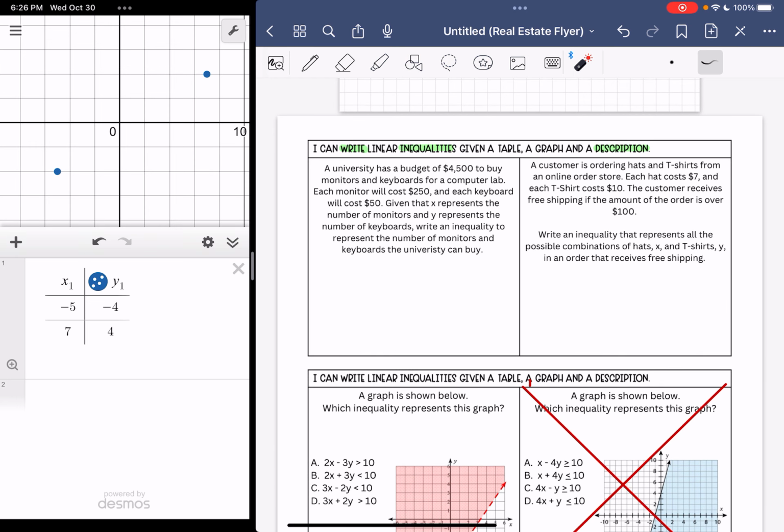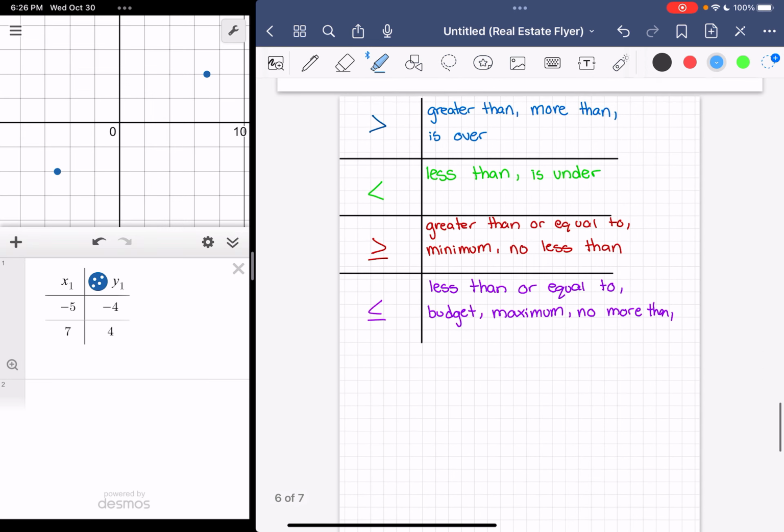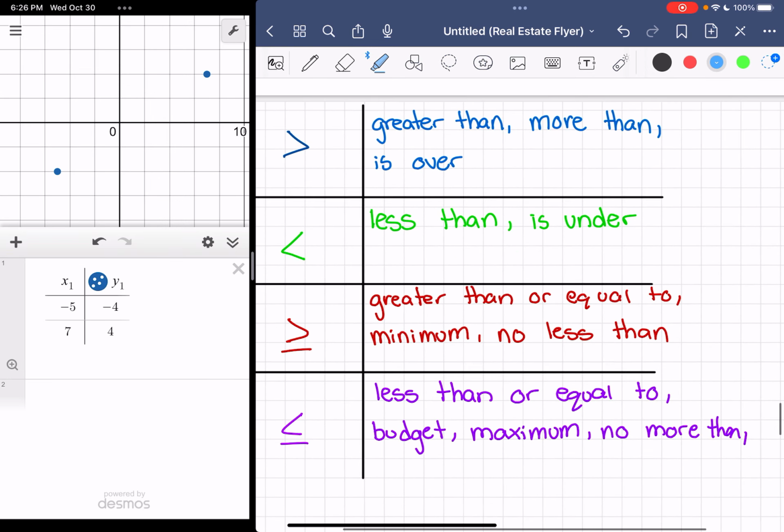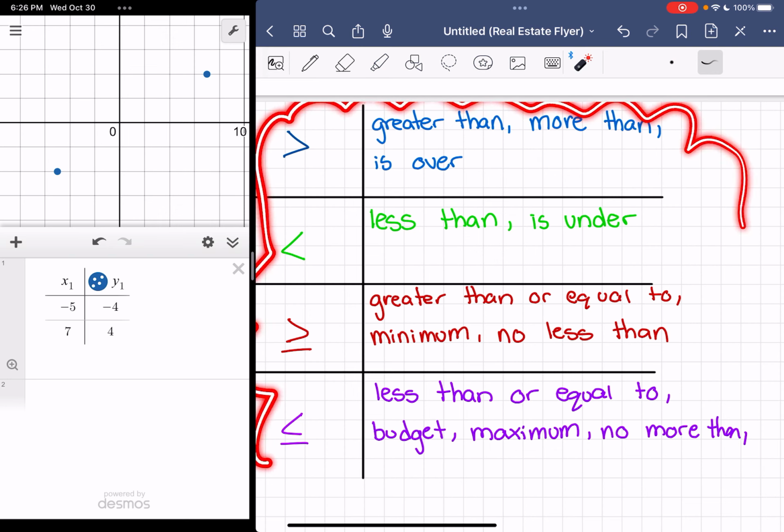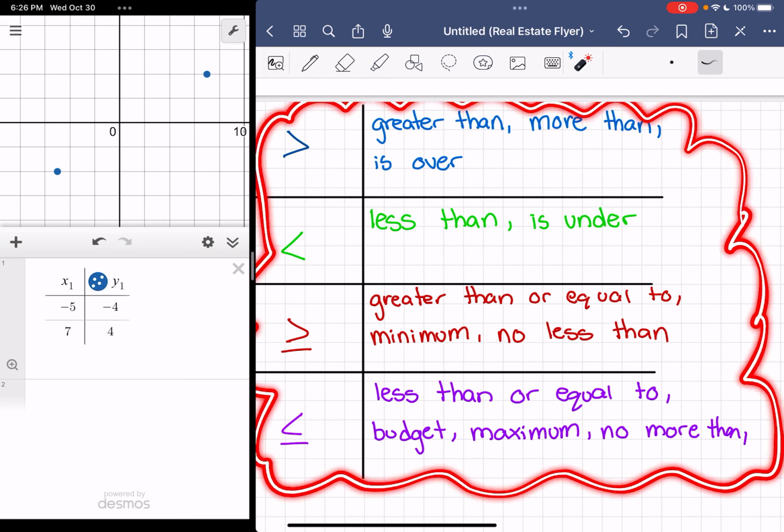All right, our next thing we have to do is write inequalities from a description. That is when you use that anchor chart on the wall. It will be up on the wall for you during the test. This is right here for you right now for the review.